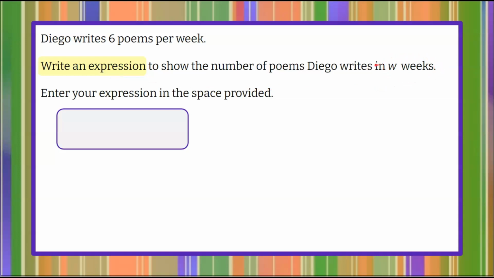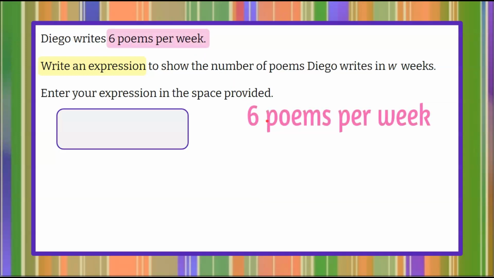So we are going to write an expression, and we're going to be using this W weeks in our expression. So here we have Diego writes 6 poems per week. So let's bring that down to our workspace because this is really what we want to translate into a mathematical language. So in English, 6 poems per week. So we're going to divide this into 3 parts. The number of poems, this is our math word, per, and then what we have is weeks.